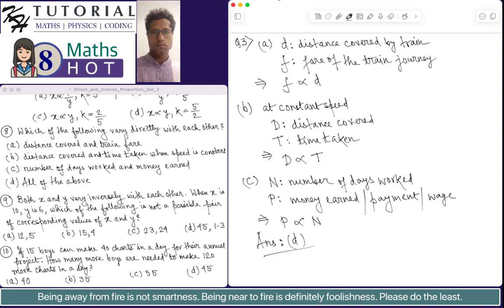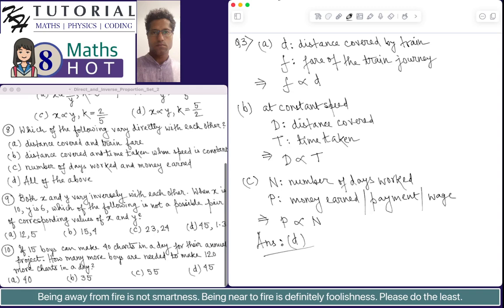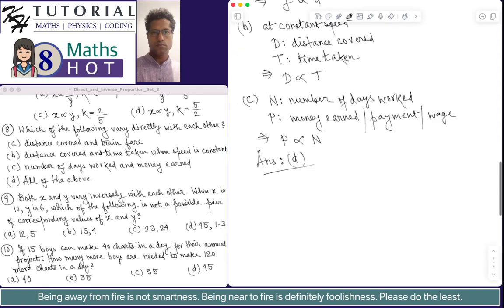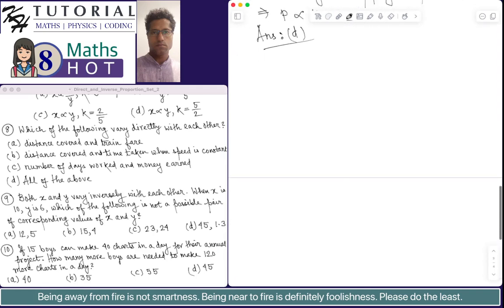Okay, let's see question number 9. This will be question number 4 for this set. Both x and y vary inversely with each other. When x is 10, y is 6. So we can say that x is varying inversely with y, so we write it as this.